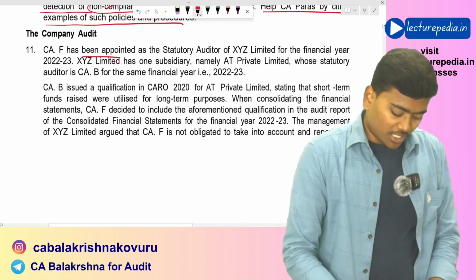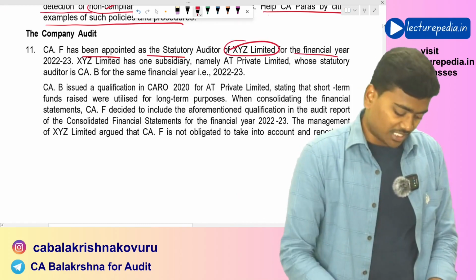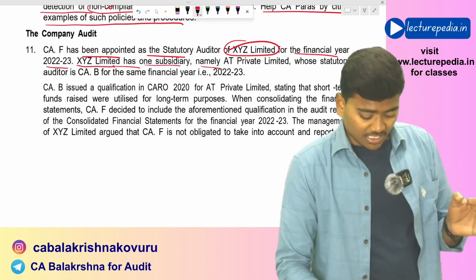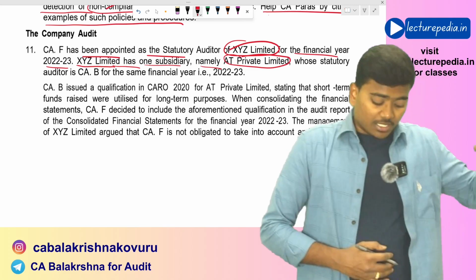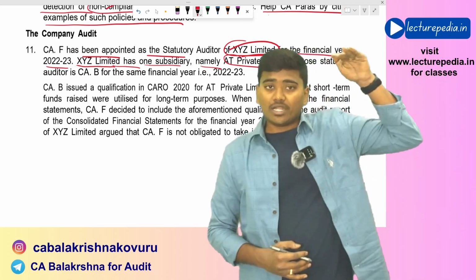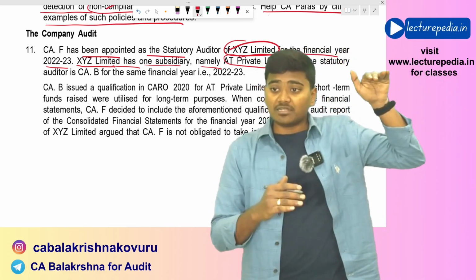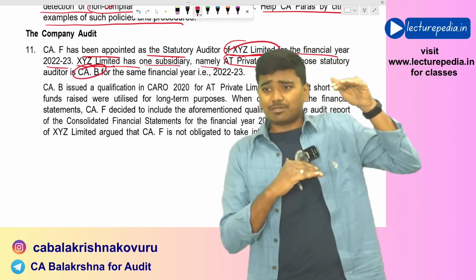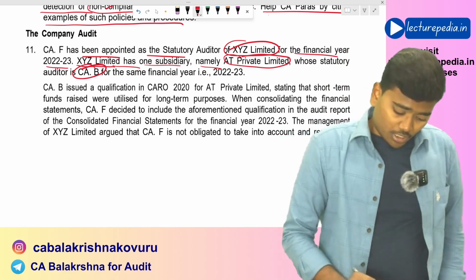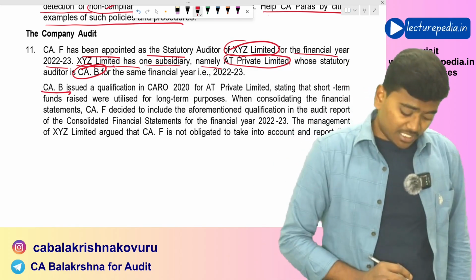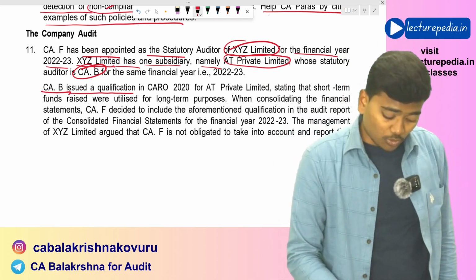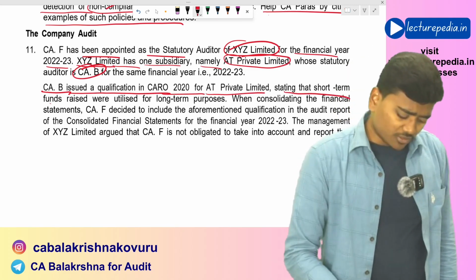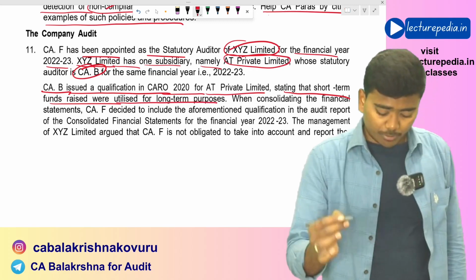CAF has been appointed as statutory auditor of XYZ Limited for the financial year 2023. XYZ Limited has one subsidiary named AT Private Limited. CAF is auditor of the holding company, that is XYZ Limited, and CAB is auditor of the subsidiary company, that is AT Private Limited. Now, what's the issue? CAB, the auditor of the subsidiary, issued a qualification in CARO 2020 for AT Private Limited, stating that short-term funds raised were utilized for long-term purposes.